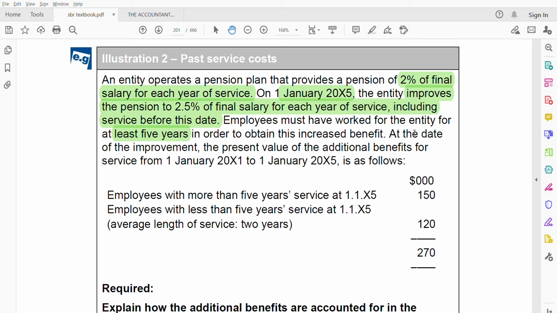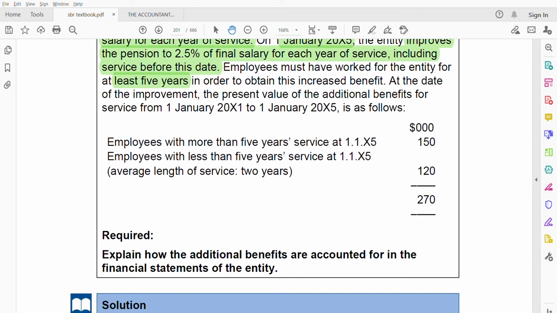2% they will get, but to get the 2.5%, they should have worked at least 5 years. At the date of the improvement, what is the present value of the additional benefits from the service? Let us see. Employees with more than 5 years service 150, employees with less than 5 years service 120. Okay, average length is 2 years. Explain how the additional benefits are accounted for in the financial statements of entity. You should know this: when benefits are improved or curtailment is there, how to account for them.